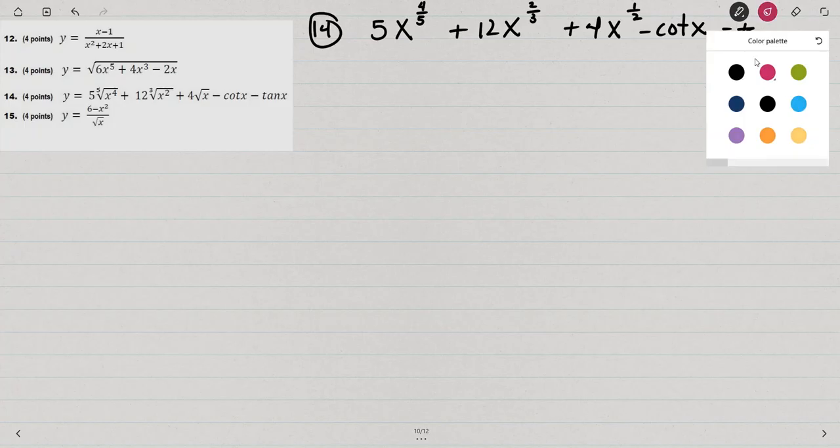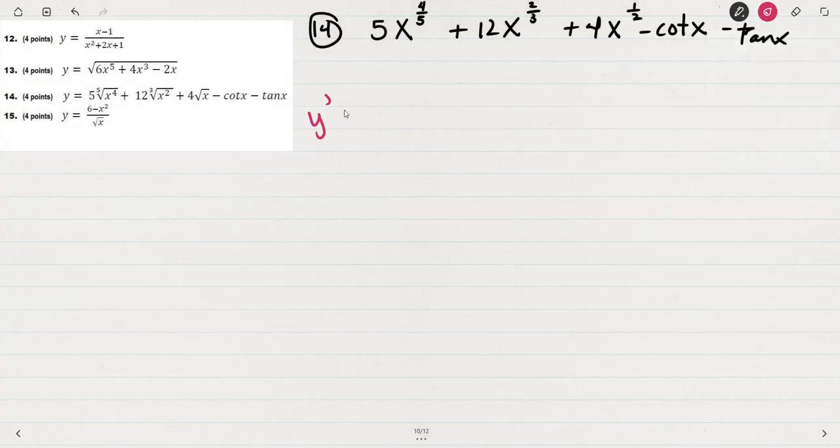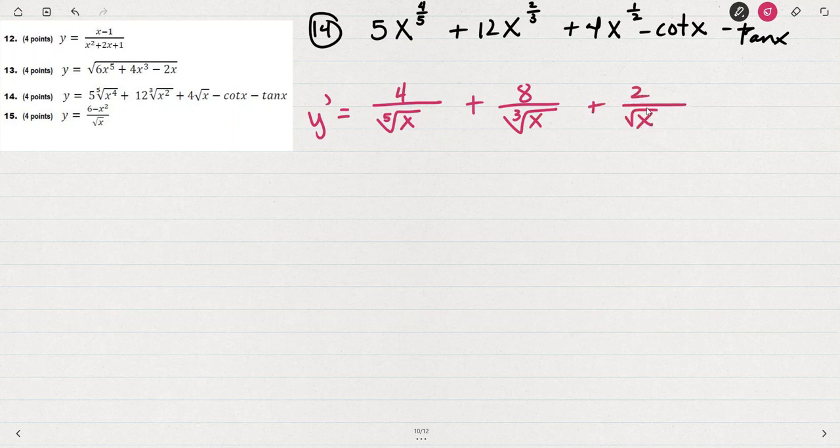When you do that derivative, the answer is going to come out to be 4 over the 5th root of x plus 8 over the cube root of x plus 2 over the square root of x plus the cosecant squared minus secant squared. I'm going to leave that for you to finish there.